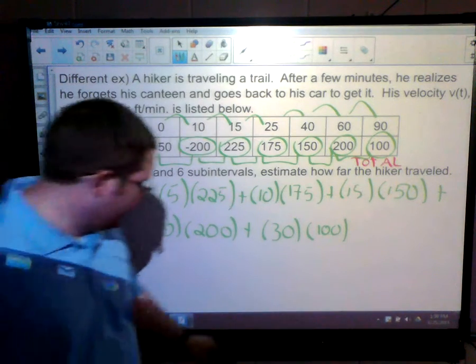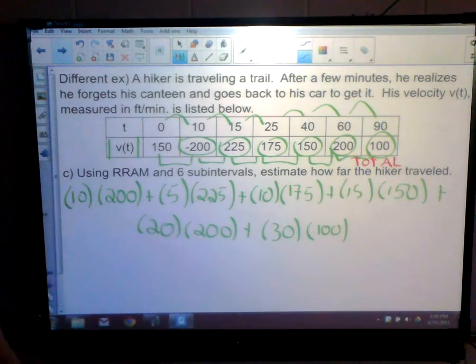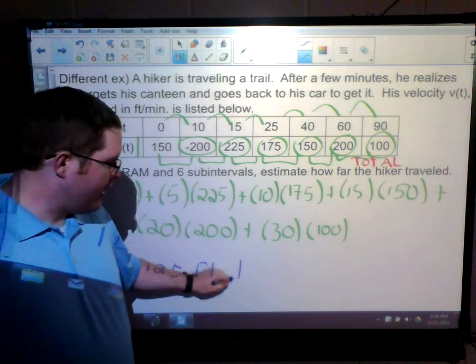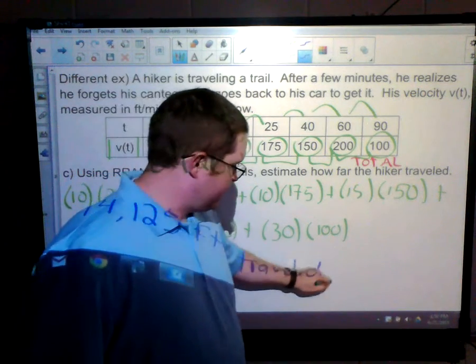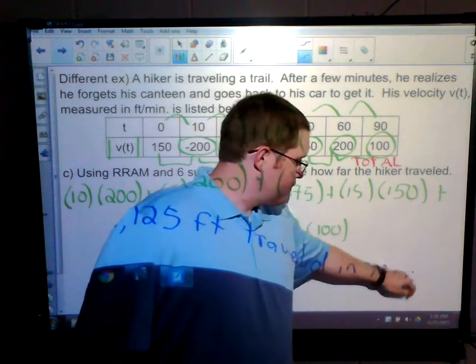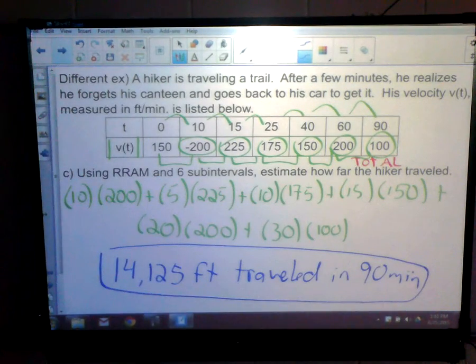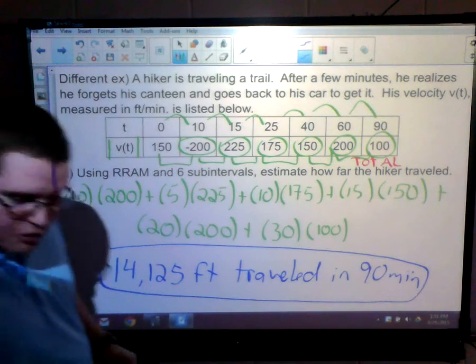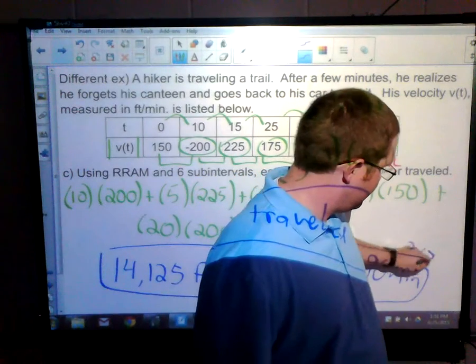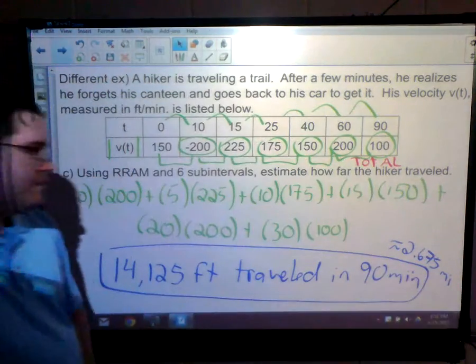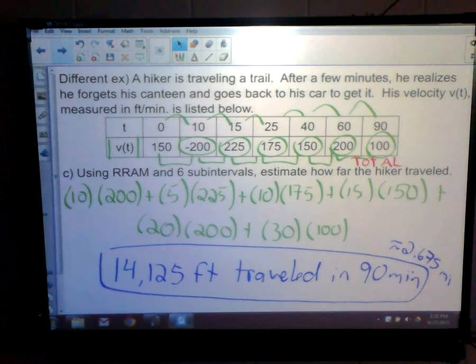If you plug all that into a calculator to figure out what it is, you're going to get 14,125 feet traveled in those 90 minutes. That's the total distance he traveled. Not how far he is from where he started, because he had to go back and get his canteen. In case you're curious, that's 2.675 miles. Which again, realistic for that hiker. Okay? I did absolute value because I wanted total.